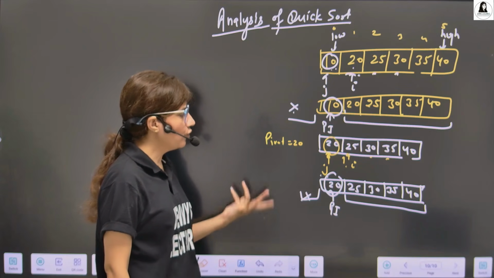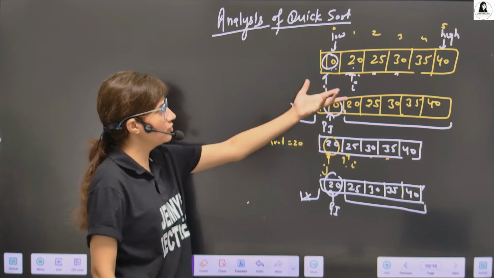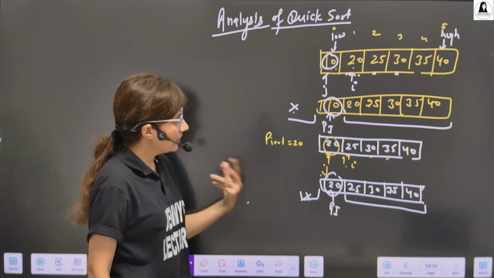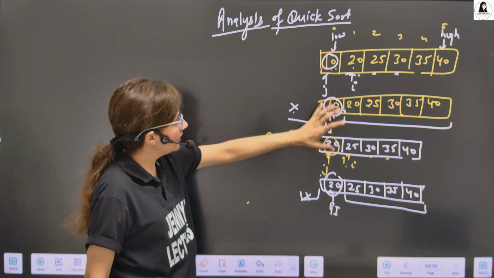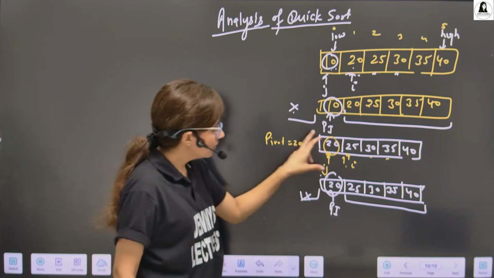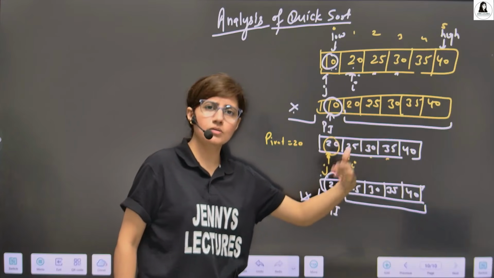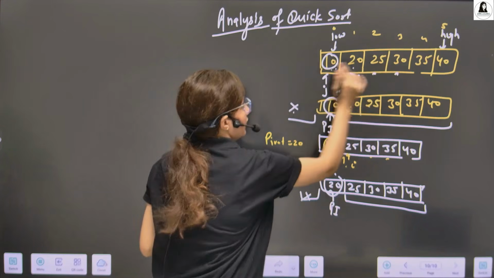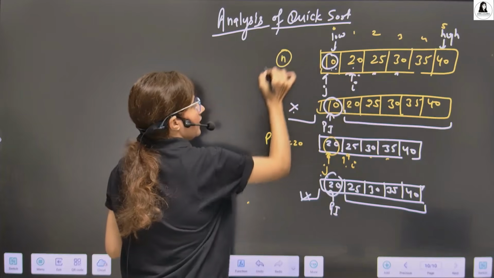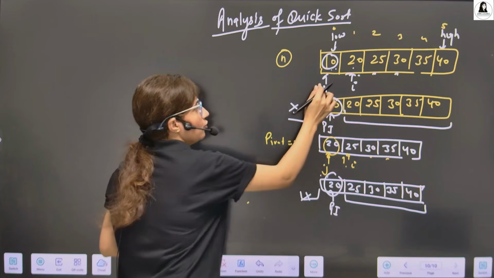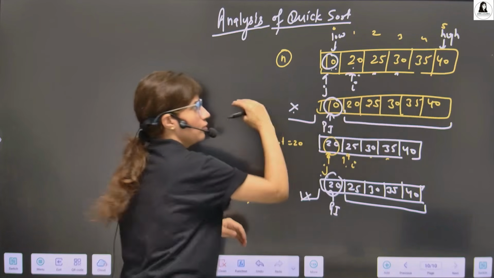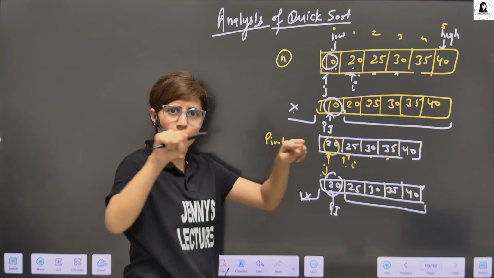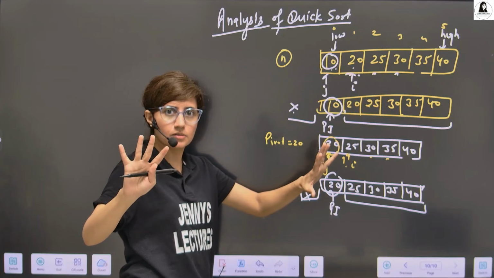So what you are doing, even if the array is already sorted, obviously we have chosen this pivot element. So you have to do the same process for all the elements, for all the partitions. In the first partition, we were comparing n elements, because we are moving I from here to here, j from here to here. Almost all n elements, we are doing n comparisons.